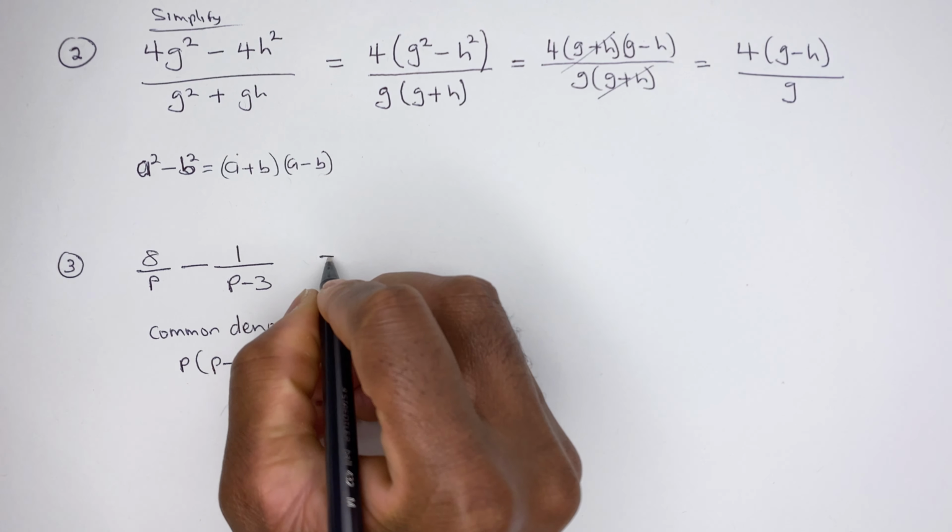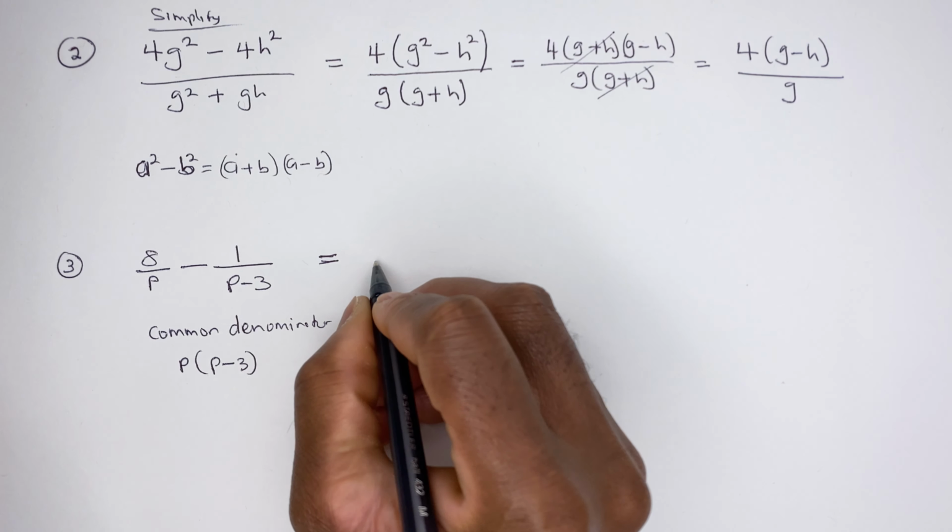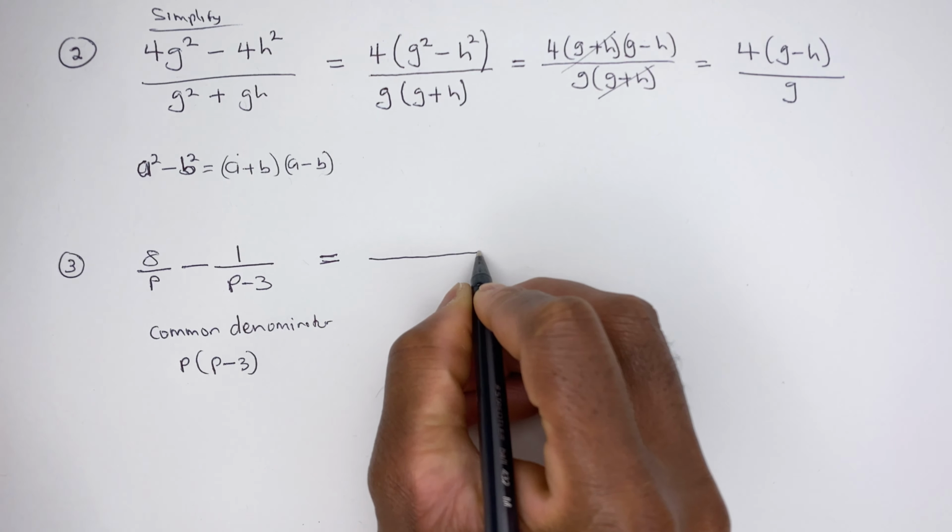And so to simplify this, I just draw my straight line. I do p into bracket p minus 3. Now I'm going from p to p into bracket p minus 3, so I must be multiplying that p by p minus 3. So I have to multiply 8 by p minus 3, so that'll be 8 times p minus 3. And then that's a minus there.